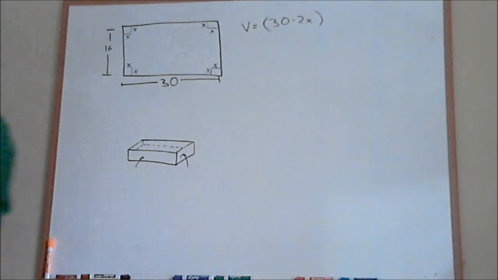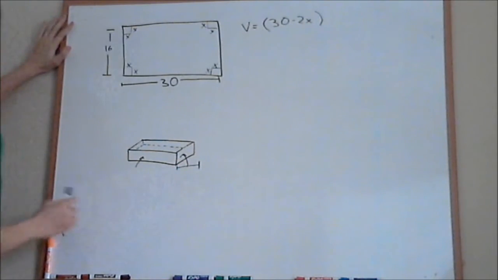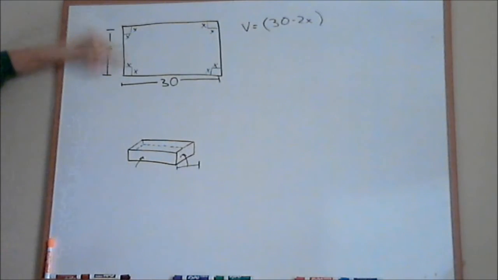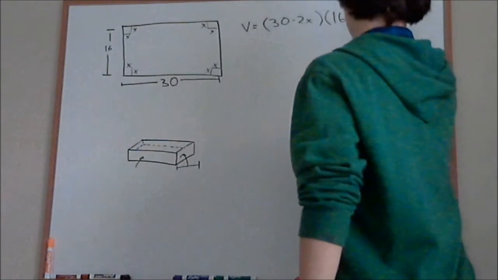Okay, now what are we going to multiply this by? Well, we're going to multiply it by the width, or the height. Well, we can choose width. And we'll notice we'll be doing the same thing this way. We will be laying it back, and this length right here will be 16 minus 2x, because we're cutting off 2 x's right here. So we'll multiply this by 16 minus 2x.